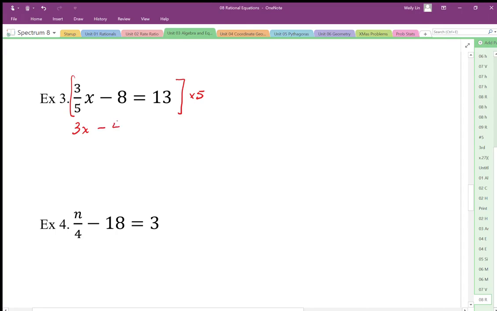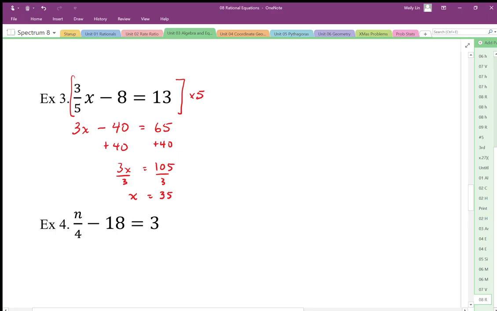This needs to be 40. I need to make the 13 5 times bigger, and that's going to stay balanced. Now this becomes a much simpler looking equation. I'm not distracted by my fraction anymore, and I can just deal with these whole number parts. Divide by 3, divide by 3. I end up with x equals 35.